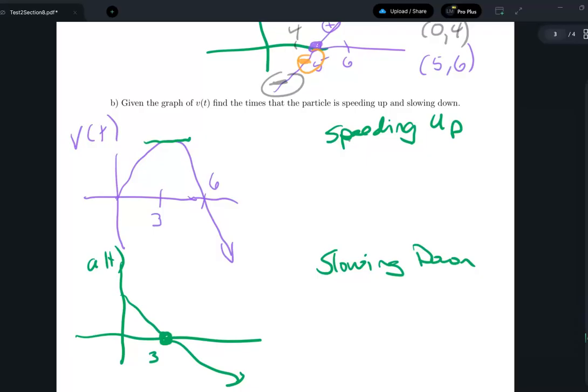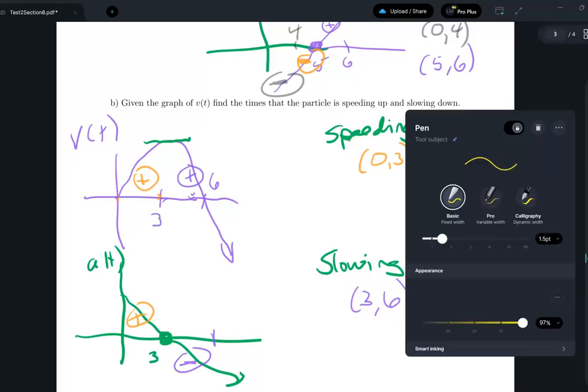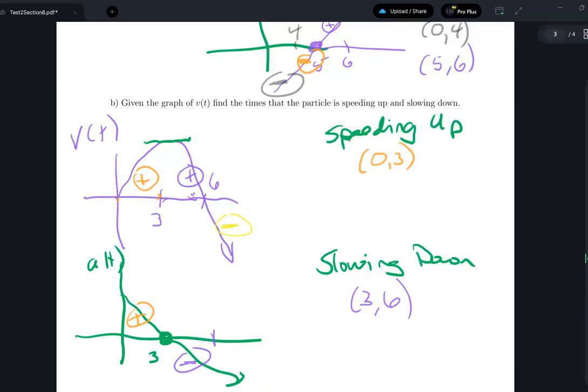So between 0 and 3, this is above the x-axis, this is above the x-axis. So between 0 and 3, it's speeding up. Then if I'm looking at between 3 and 6, this is above the x-axis. Oh, that's below the x-axis. So between 3 and 6, it's slowing down. Then after 6, it's below the x-axis in both cases. So from 6 to infinity, it's speeding up.